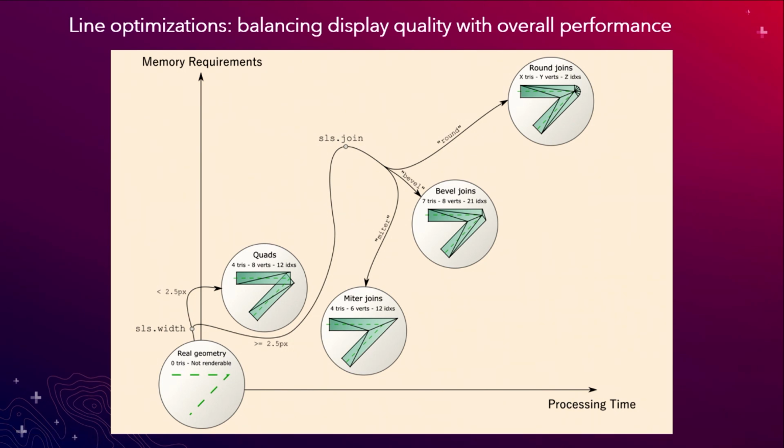Now, if the size of this geometry is less than 2.5, so this line is rendered at less than 2.5 pixels, then it always uses this quad format. And it's the smallest number of triangles. It's got 8 vertices and 12 indexes. So it's very low on processing time and relatively low on memory requirements.